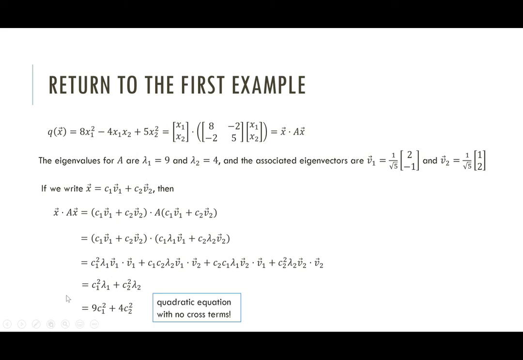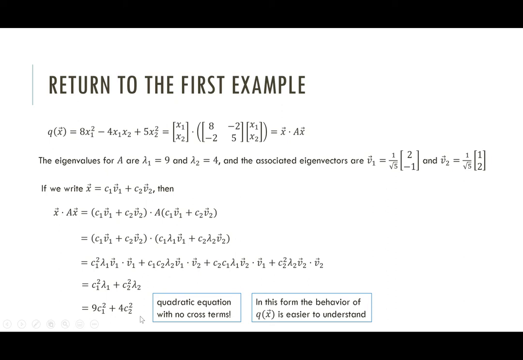So we've got a quadratic equation now with no cross terms. Up here, x1 is the coordinate on your x-axis, and x2 is your coordinate on your y-axis. Now c1 is the coordinate on our axis through v1, and c2 is the coordinate on our axis through v2. But we've got just a normal quadratic equation with no cross terms.